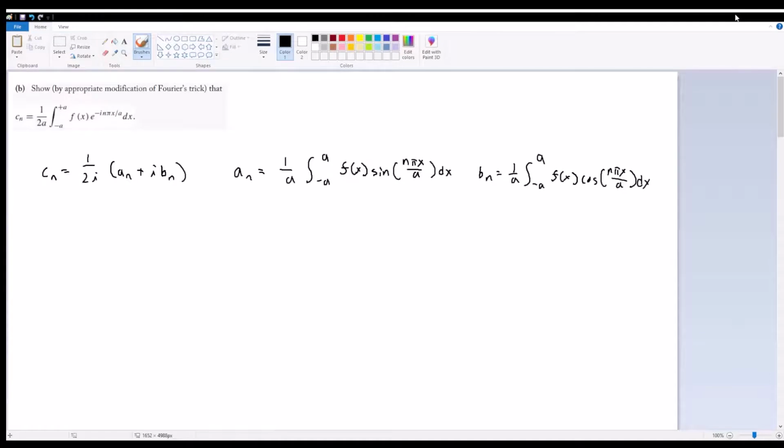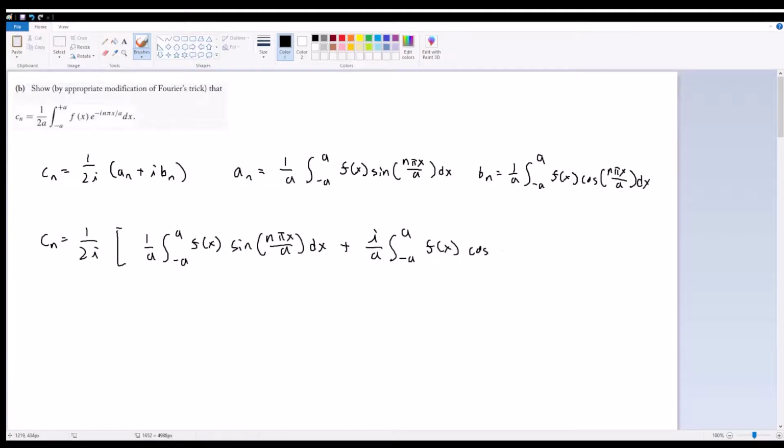Okay, in part B, we want to show that Cn is equal to the following function. We have the formula for Cn from part A. We also have the formula for An, which we found via Fourier's trick from part A, and the same thing with Bn. This is just a matter of plugging these factors in. So Cn is going to equal 1 over 2i multiplied by 1 over a times the integral from negative a to a of f of x times sine of n pi x over a dx, and then plus ibn, so i over a times the integral from negative a to a of f of x cosine n pi x over a dx.